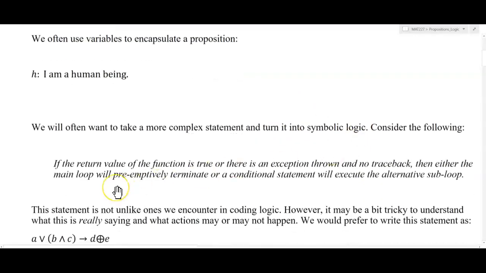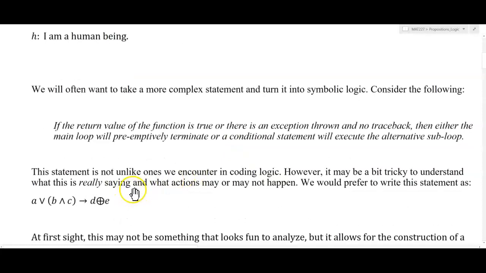So look at this statement. If the return value of the function is true, or there is an exception thrown and no traceback, then either the main loop will preemptively terminate or a conditional statement will execute the alternative subloop. Well, on first look, you may be a little bit confused by what that statement is really saying, but if we were to impose some symbolic logic, it might make a whole lot more sense, and we could analyze it in a very mathematical way.